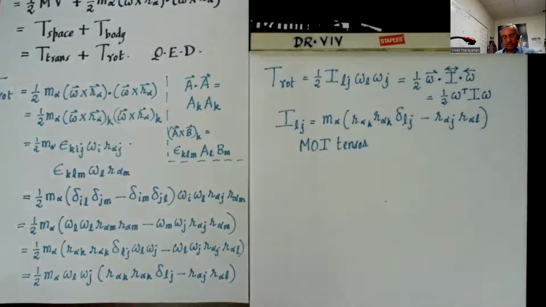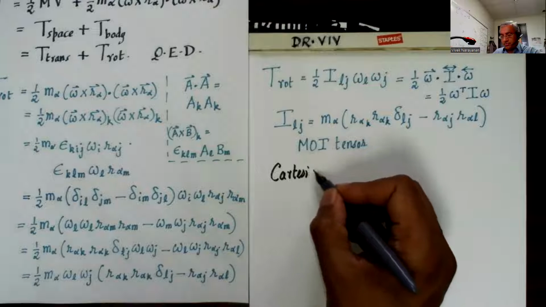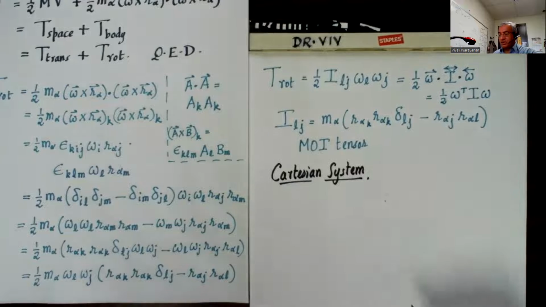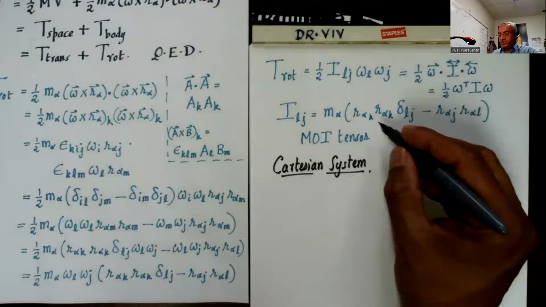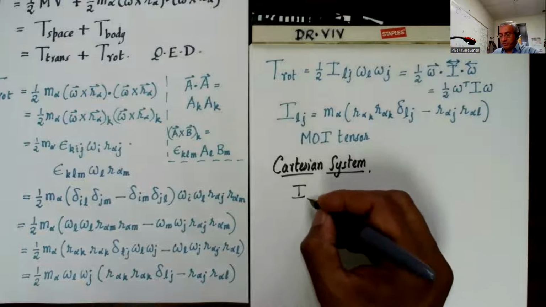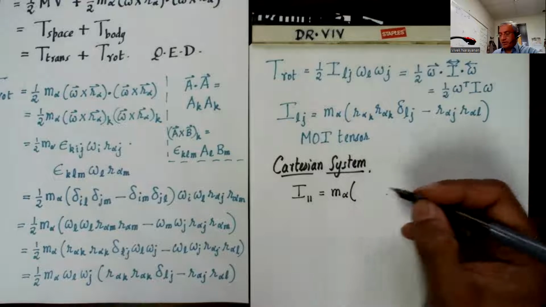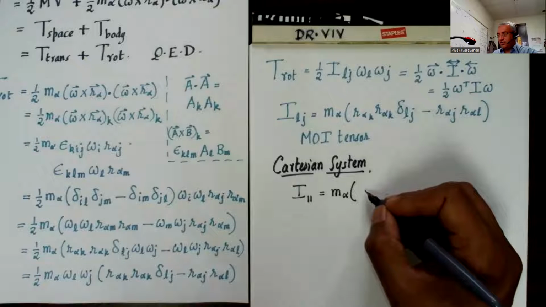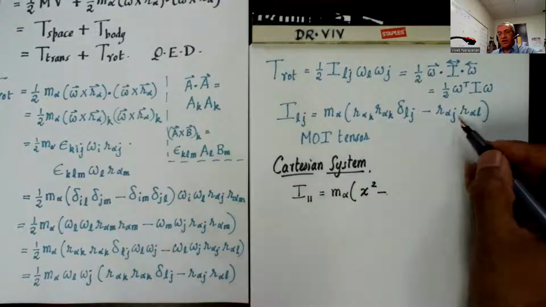So let's actually find an expression in the XYZ coordinate system for the moment of inertia tensor. In the Cartesian system, what's it going to be? If you look at this, when L is equal to J, those are the diagonal terms. So you're going to have things like, let's try to find what I11 is. It's going to be M alpha times, 1 means x squared, so that's going to be x squared minus R alpha 1, R alpha 1.